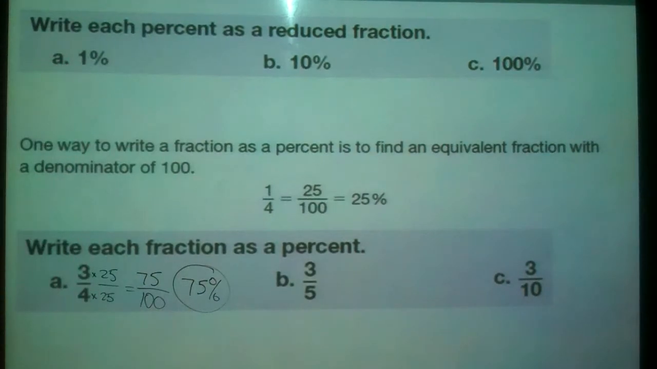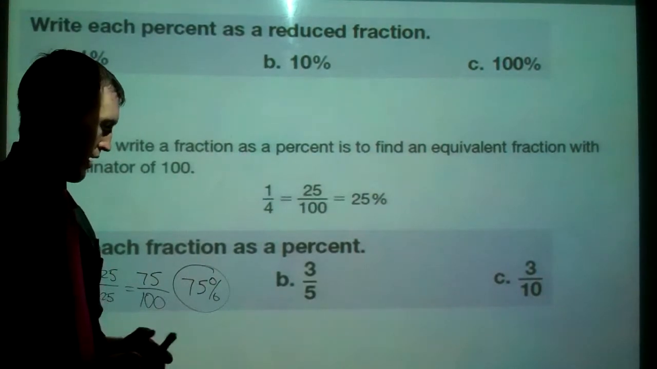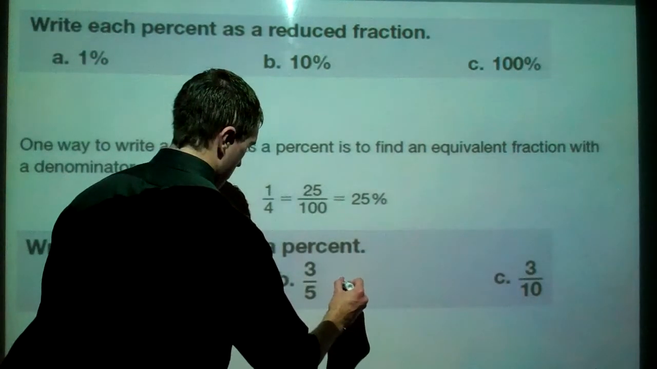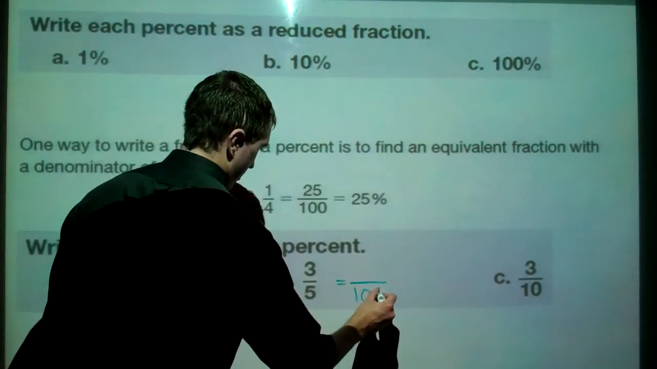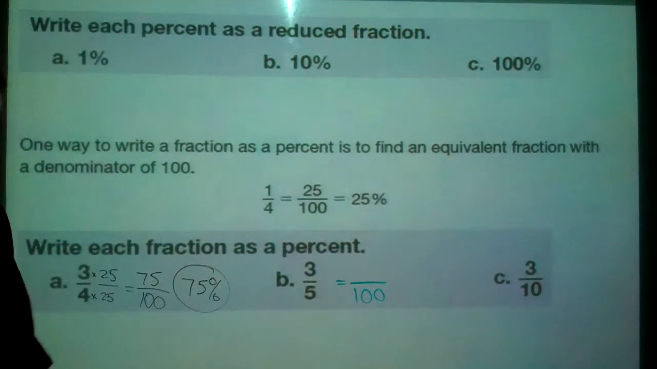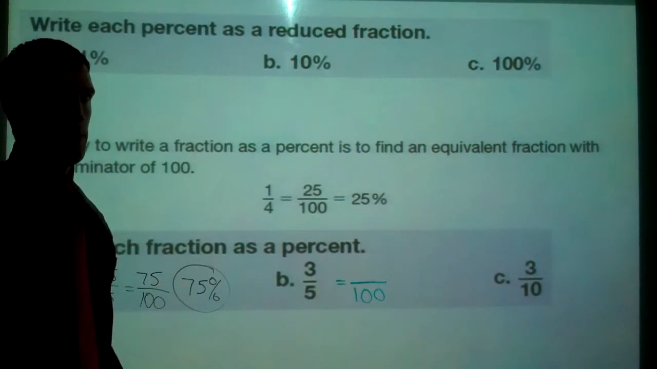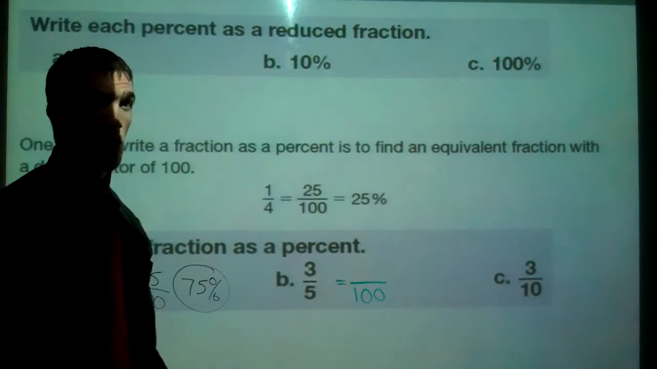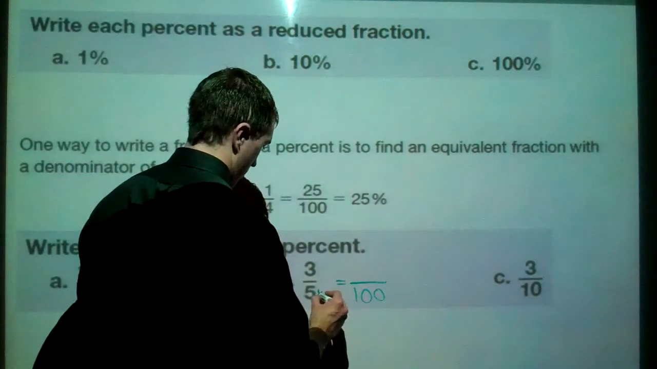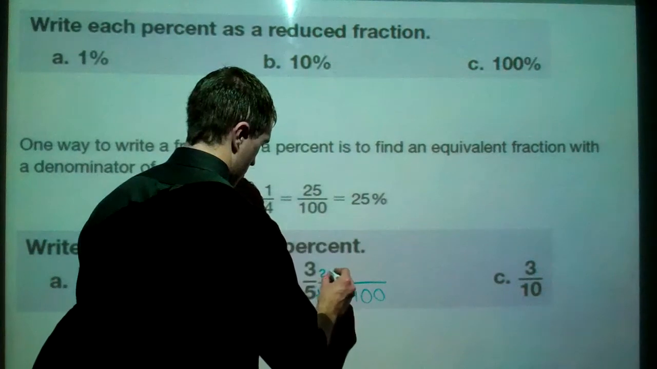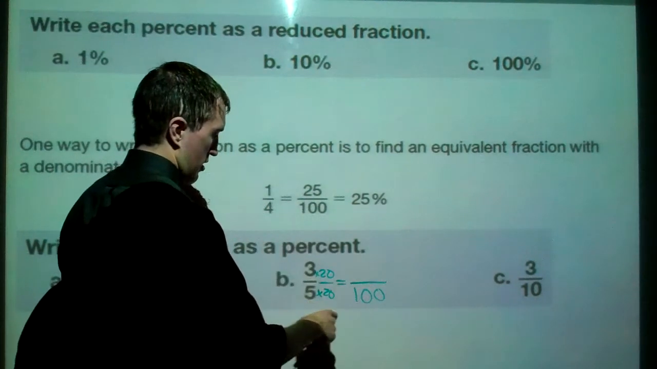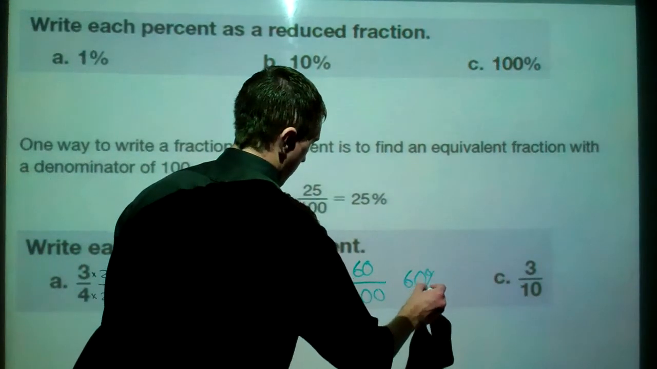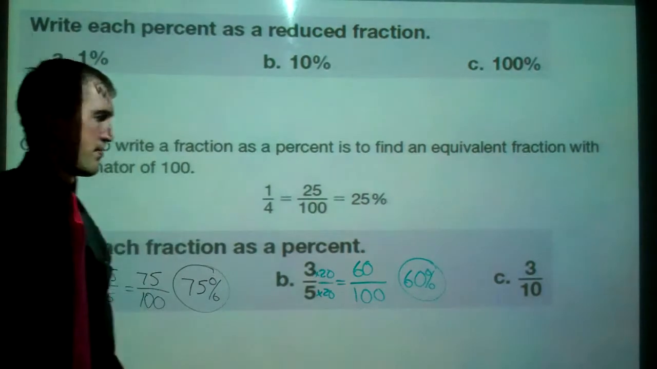Okay. Let's look at B. Now, we want to get this to be 100 in the bottom here. So 5 times what gets us to 100? Well, if you're not sure, you can do 100 divided by 5. But 5 times 20 actually gets us to 100. So 20 over 20, 3 times 20 gives us 60. 60 out of 100 is 60%.